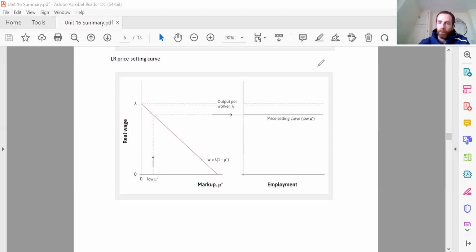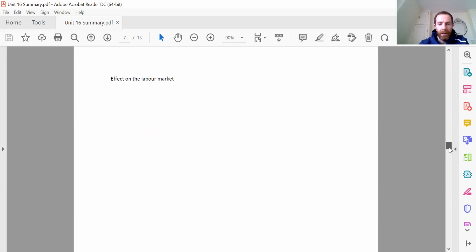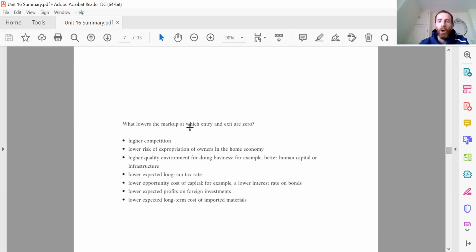Okay, so I think what I'm going to do now is take a quick look at the list of things that could lower this equilibrium markup. But just before I do, I'm going to take a quick pause.